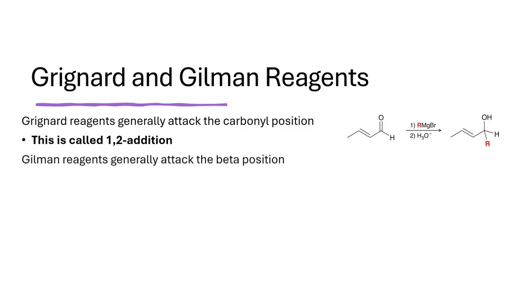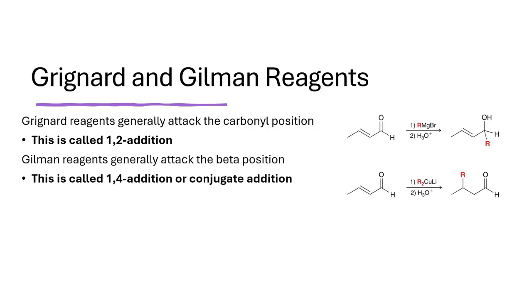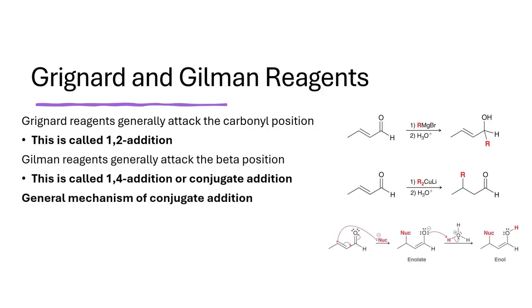In the general mechanism for conjugate addition, the nucleophile attacks the beta position, forming the enolate. The enolate is neutralized to form the enol. The enol then tautomerizes to the aldehyde or to the ketone.